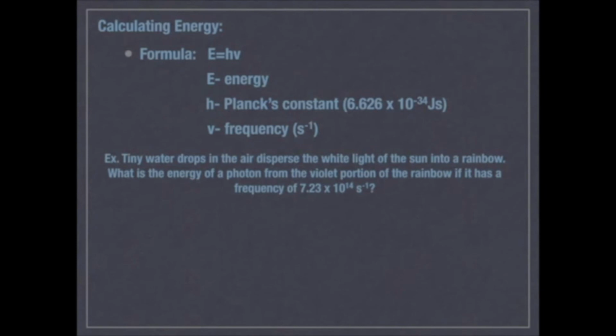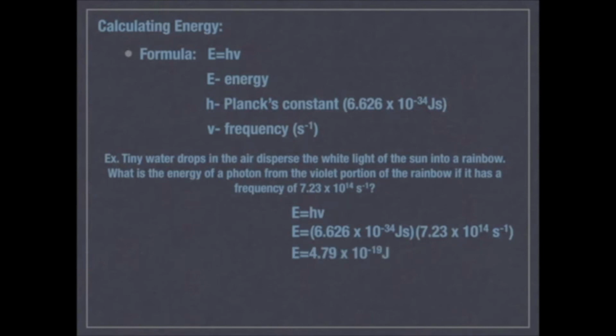Here it asks what the energy is of a photon from the violet portion of a rainbow if the frequency is 7.23 times 10 to the 14th seconds to the negative 1. And so I'm going to use my formula. Okay? I don't know my energy. I know Planck's constant, it's 6.626 times 10 to the negative 34th joule-seconds, and I know my frequency, which is 7.23 times 10 to the 14th seconds to the negative 1. And so when I multiply those out, what I get for the energy is 4.79, because I've rounded based on 3 significant figures, times 10 to the negative 19th joules.